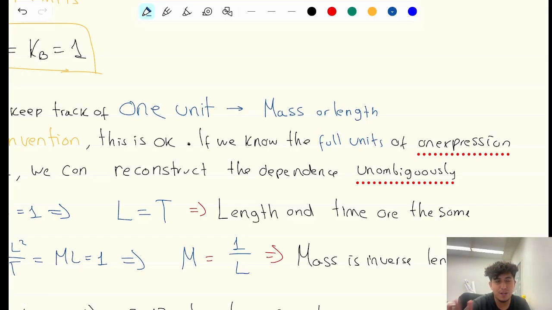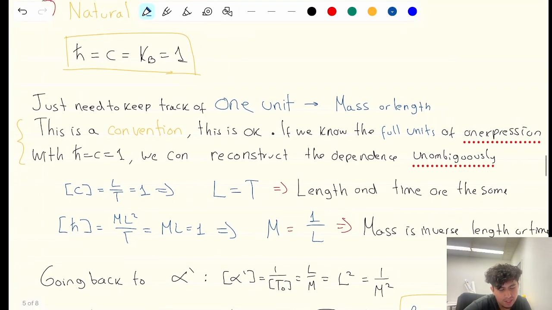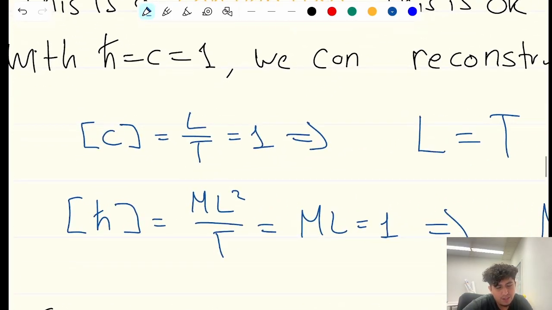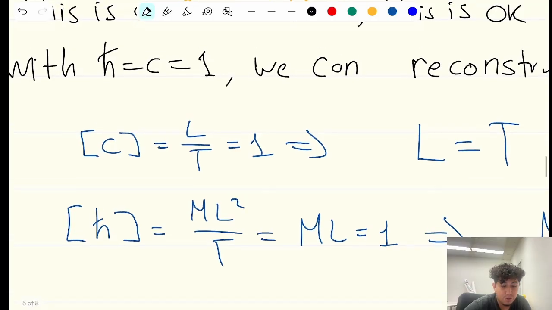But most people only do mass. That's like the most common, and this is just a convention. So cool. So here, if you notice, now that the speed of light has units of length over time, we can set it to 1.